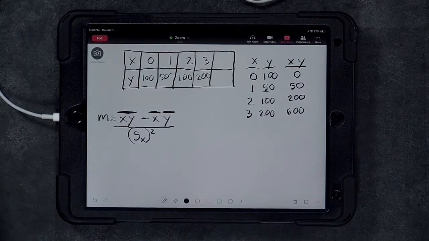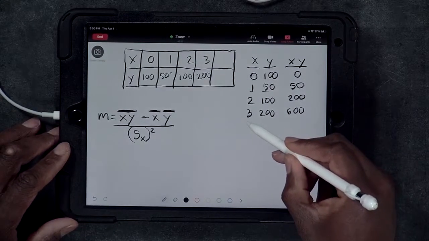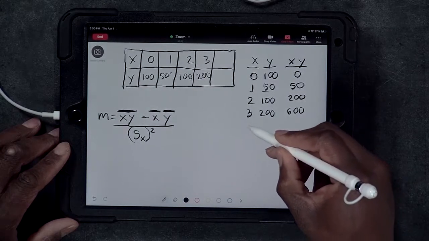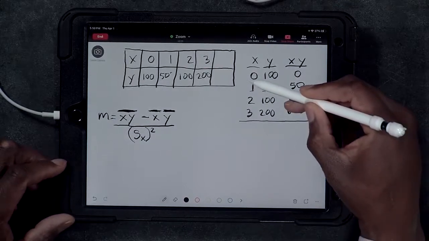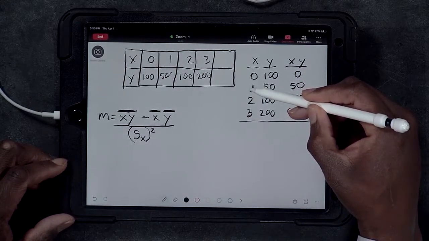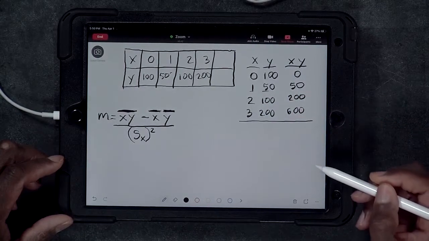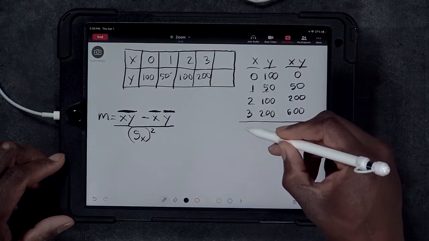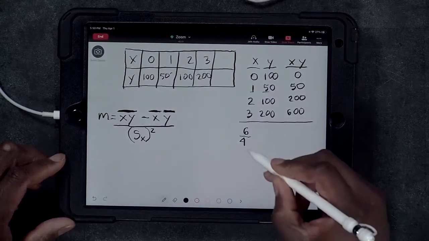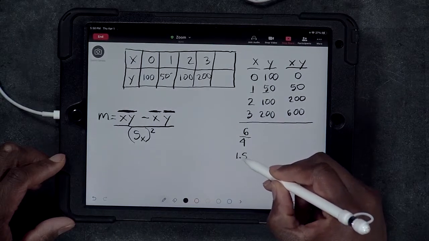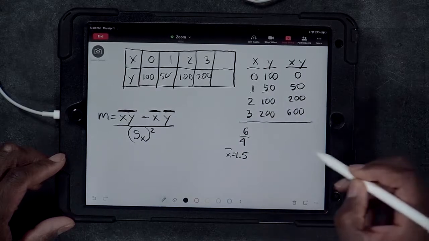All right. And what we're going to do is find the average of the x's. If you add 0 plus 1, that's 1, plus another 2 is 3, plus 3 is 6. So you want to find the average, you take 6 divided by the 4 terms, and that's going to be 1.5. So that is x bar. That's the average of the x's.